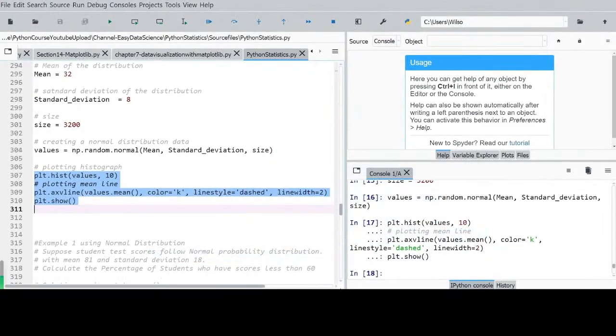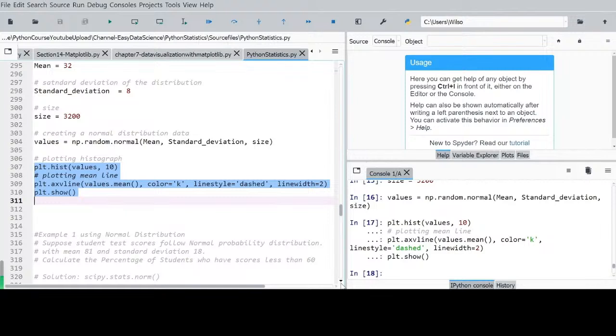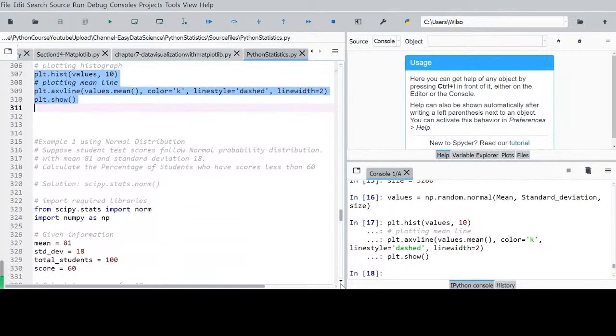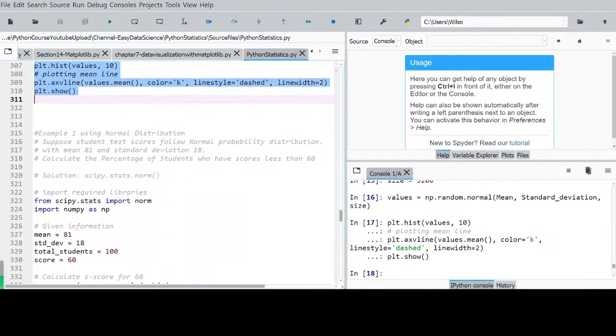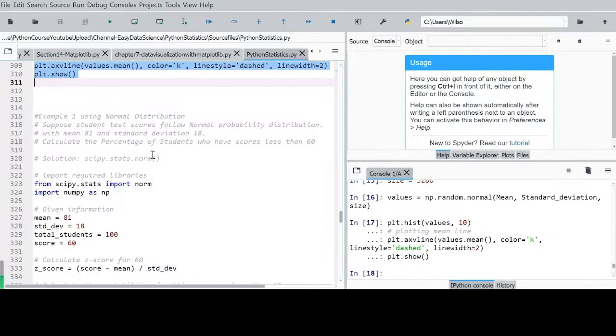So next we will use a student score example to show several functions using the normal distribution. The problem is, suppose the students' test scores follow a normal probability distribution, with the mean equal to 81 and standard deviation 18. So the first question is to calculate the percentage of students who have scores less than 60.